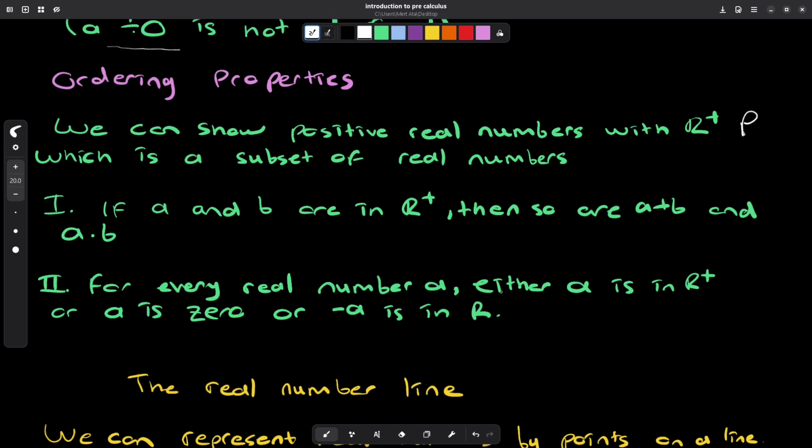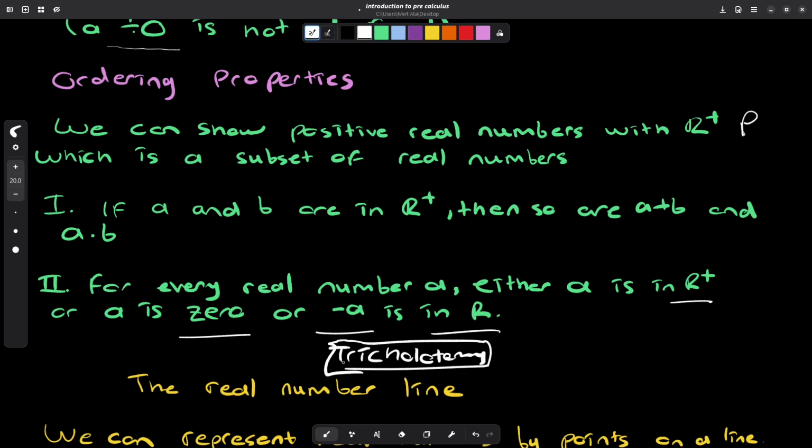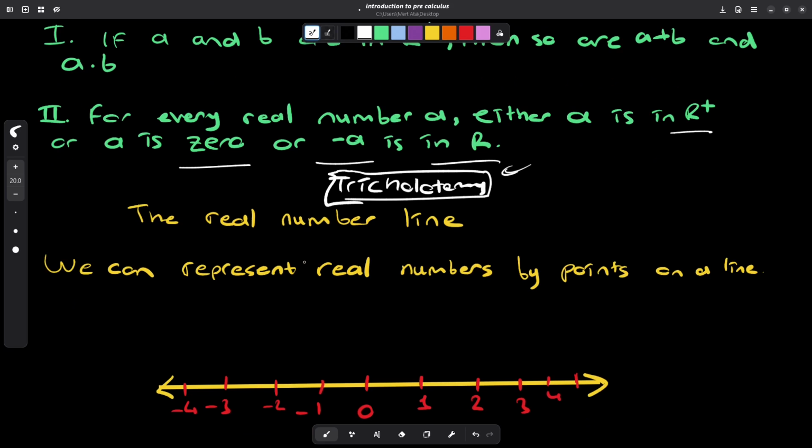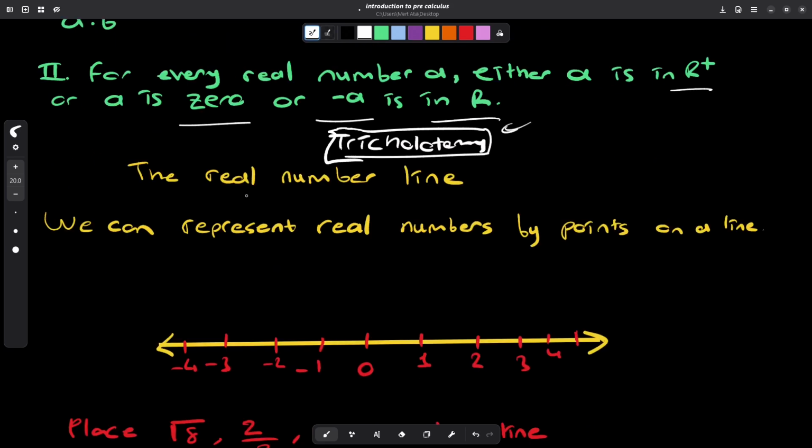For every real number a, you have three options. Either a is in the set R plus, it's a positive number, it's 0, or negative a is in R plus. If I don't spell this wrong, this is called trichotomy, something like this. You can search this up. This is a really nice property as well. There are a lot of proofs based on this. The spelling might be wrong, but I'm pretty sure you will find it if you search it.